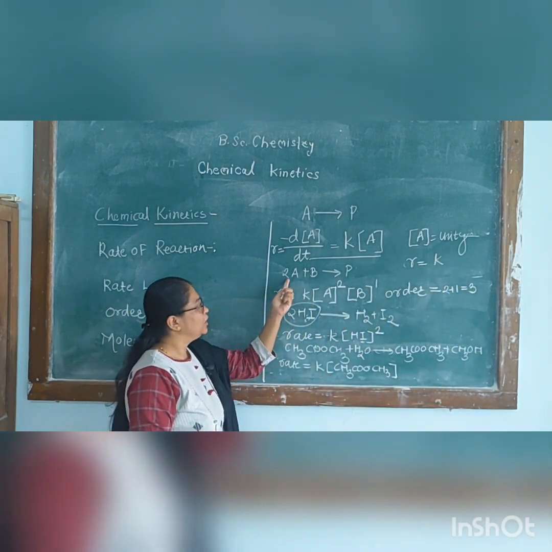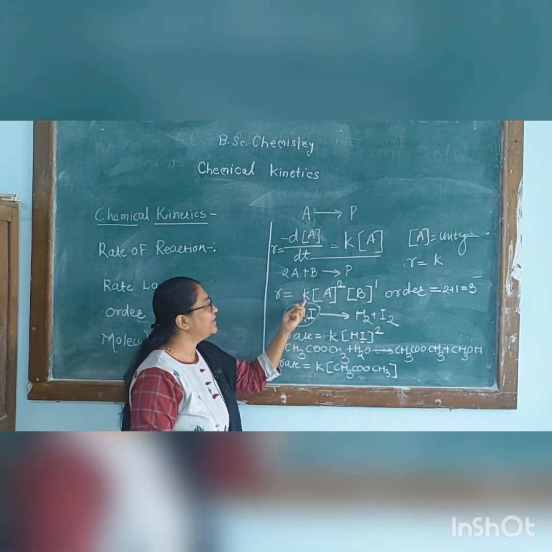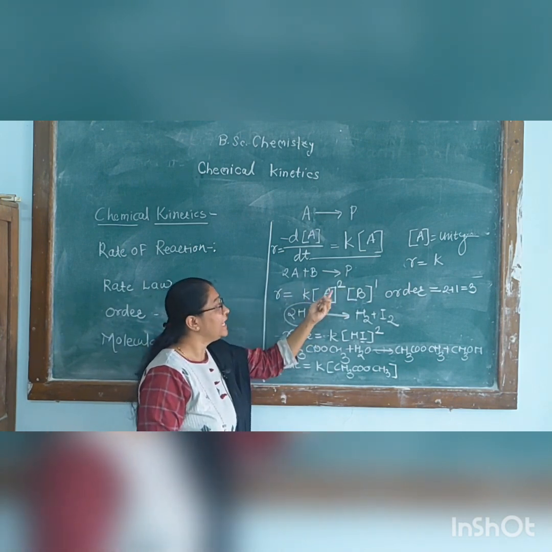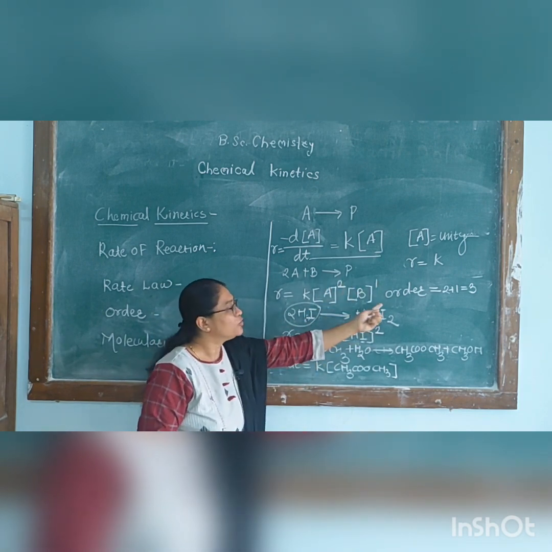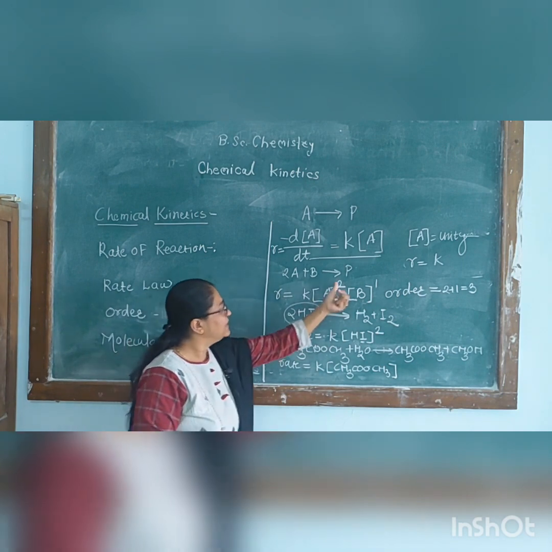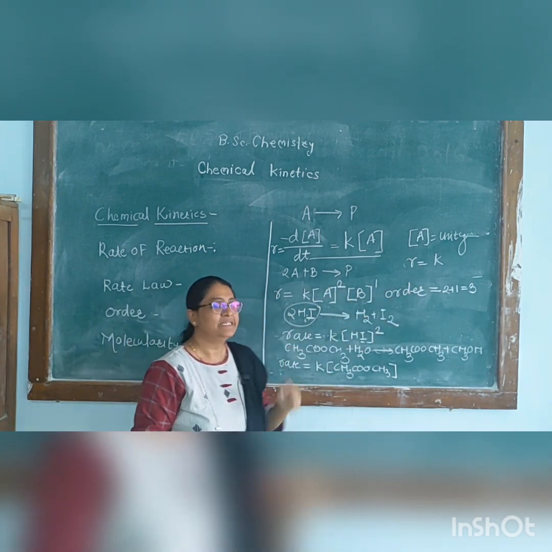In this example, twice A plus B gives the product. The rate is equal to K into the concentration of A raised to 2 into the concentration of B raised to only 1. So the order of this reaction is the summation of these exponents, that is 2 plus 1, 3.